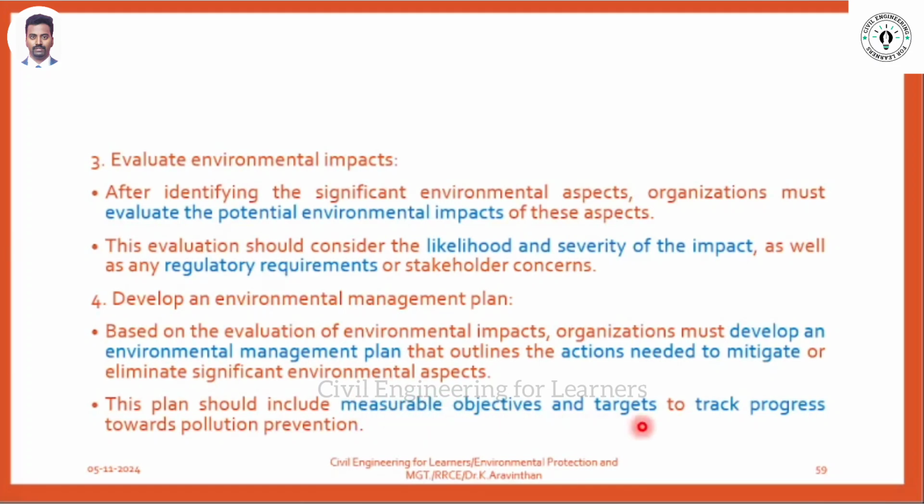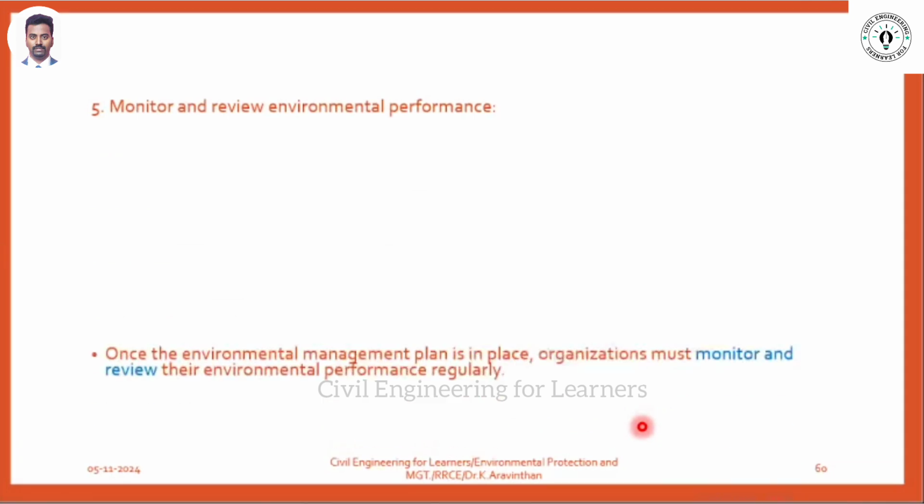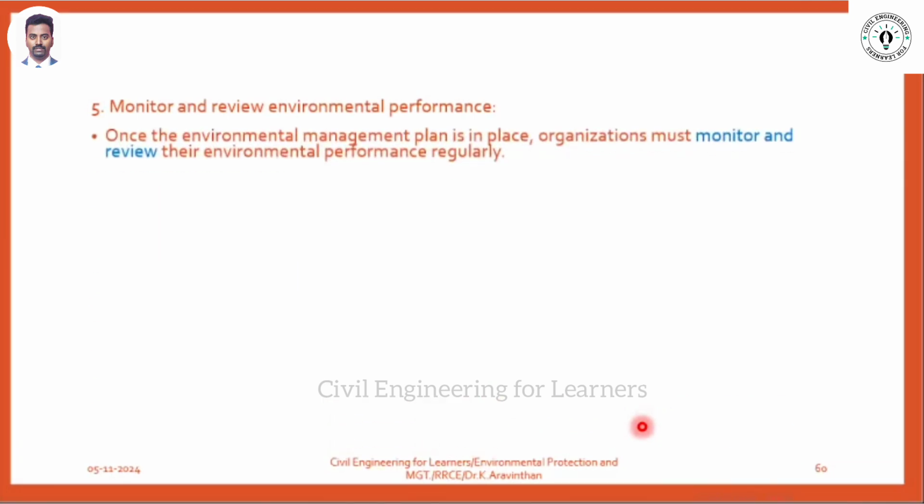Third thing is track. Track each and every year. Are you going towards the goal? You have to track it. That is the next point. Fifth one is monitoring and review of performance. After doing these four processes, you have to do monitoring and review. If it is giving a positive impact on your aspect, then you can go ahead with the same plan and strategies.